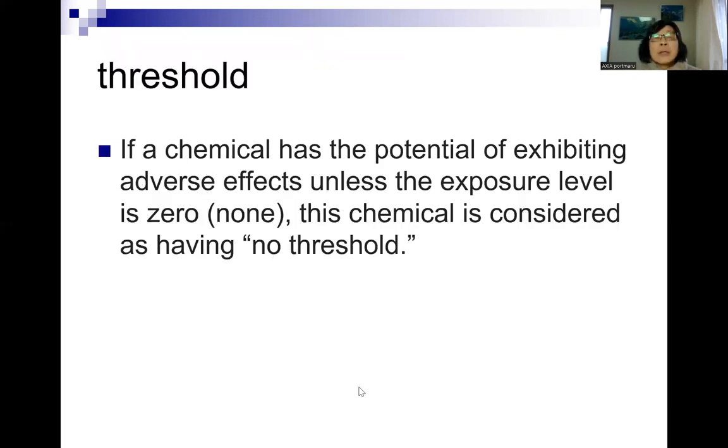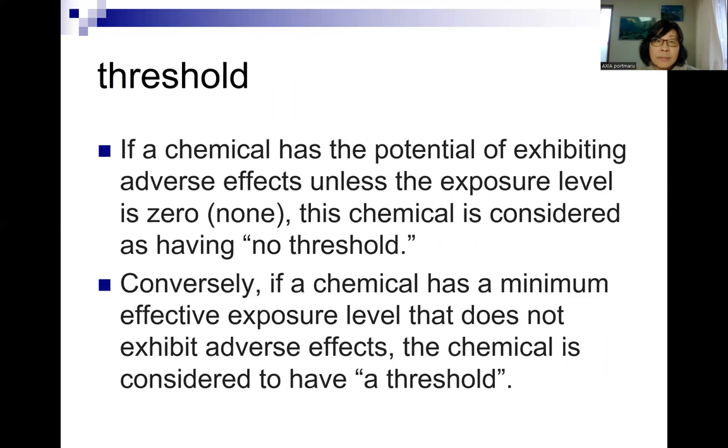So, about the threshold, if a chemical has the potential of exhibiting adverse effects unless the exposure level is zero, none, this chemical is considered as having no threshold. Conversely, if a chemical has a minimum effective exposure level that doesn't exhibit adverse effects, the chemical is considered to have a threshold.